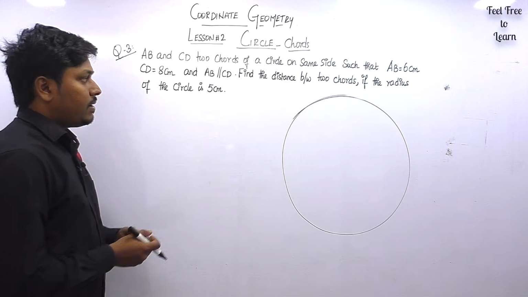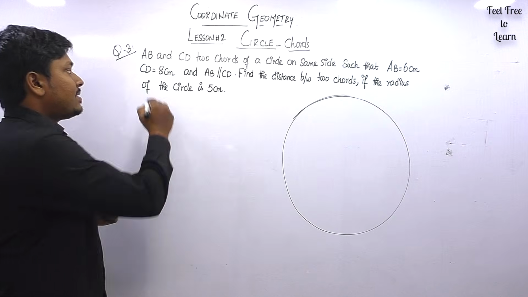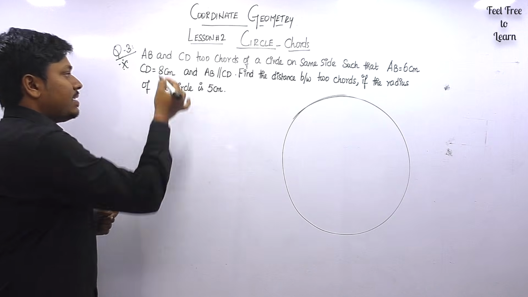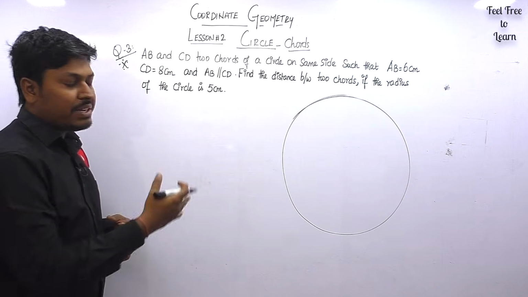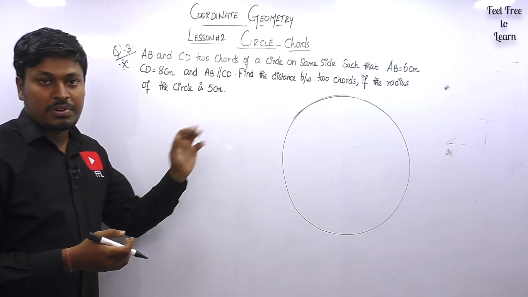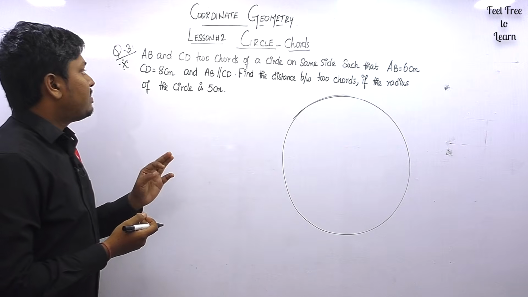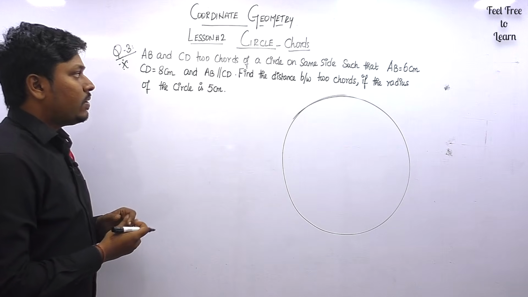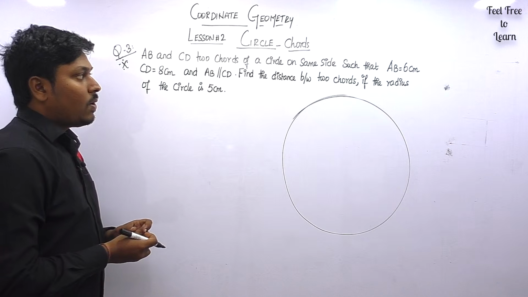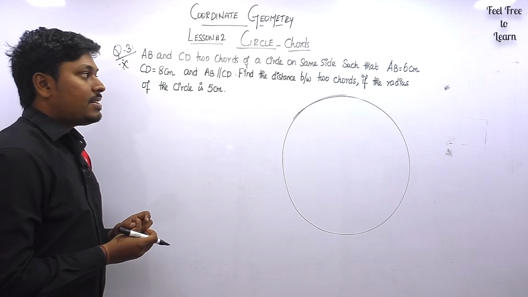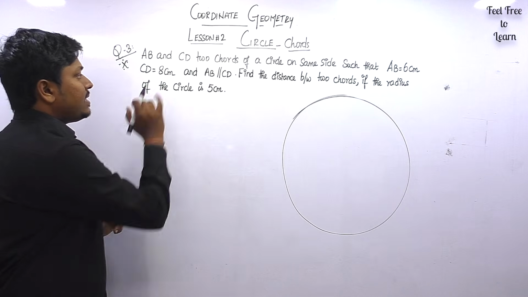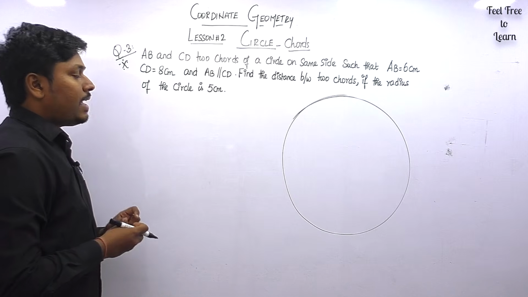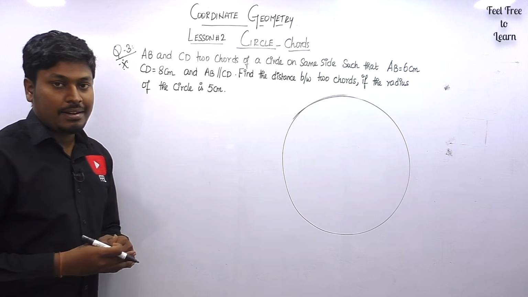Question number 3, and it was an important question that was asked in a competitive exam, right? In previous year exams, you can see many questions were asked based upon this pattern. So question number 3, AB and CD are the two chords of a circle on the same side such that AB is 6 centimeter and CD 8 centimeter, and AB and CD both are parallel lines.